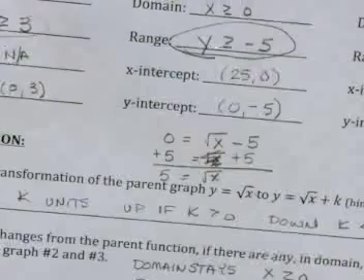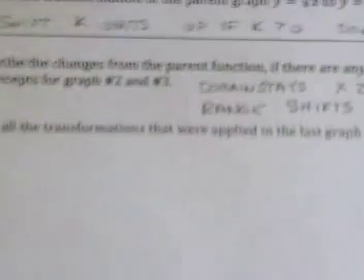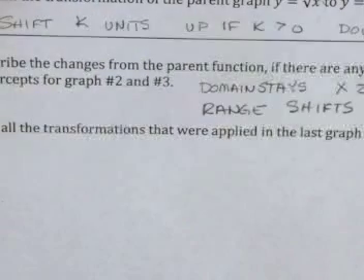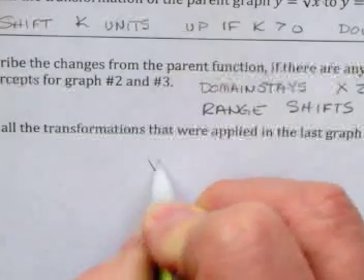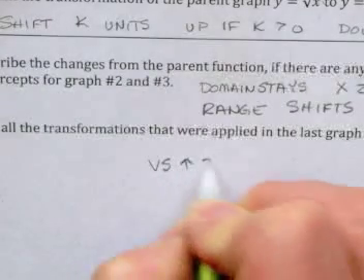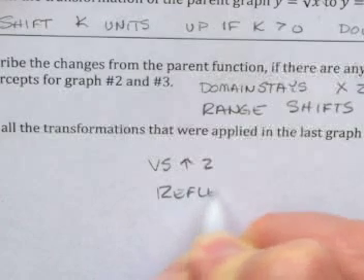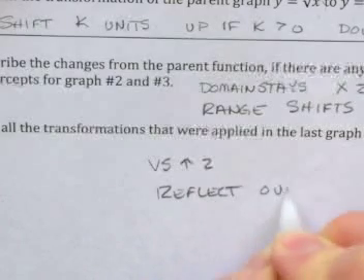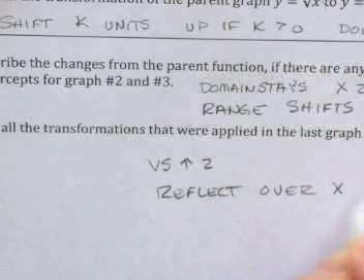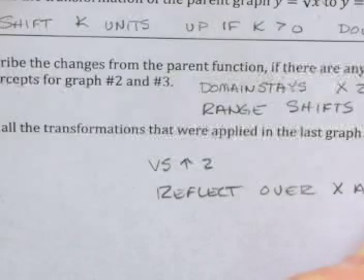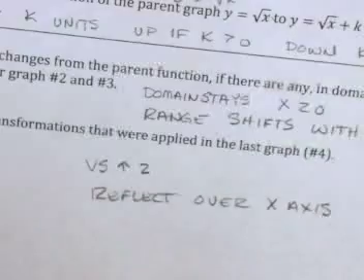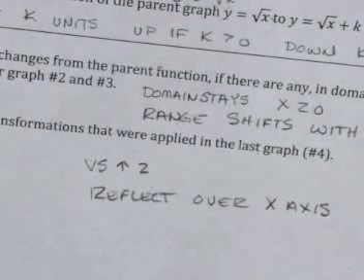And the last thing it asks us to do is to list all the transformations that were applied in the last graph. And we've kind of already done that. There was a vertical shift up 2, and there was a reflection over x. And that's it for graphing transformations.